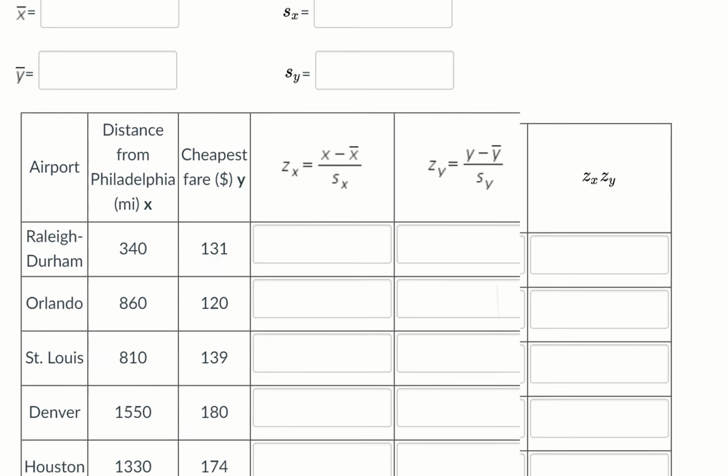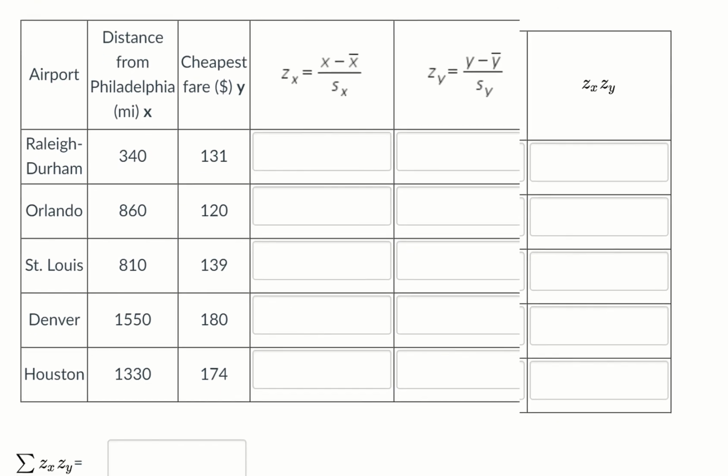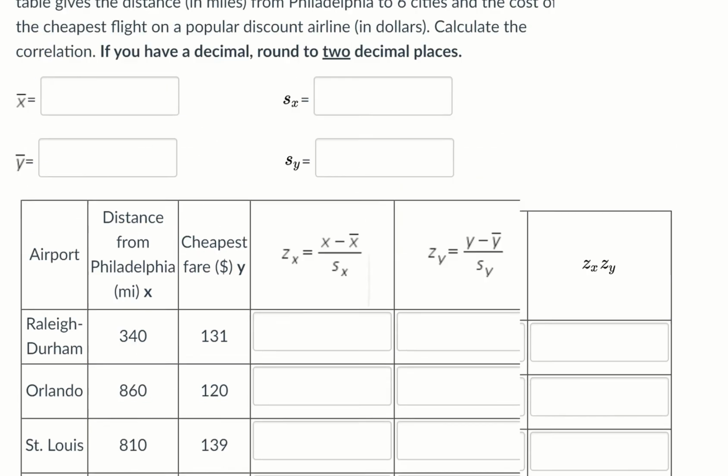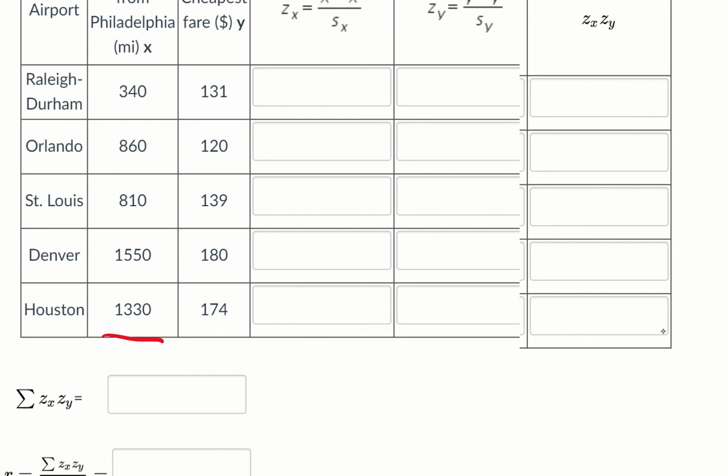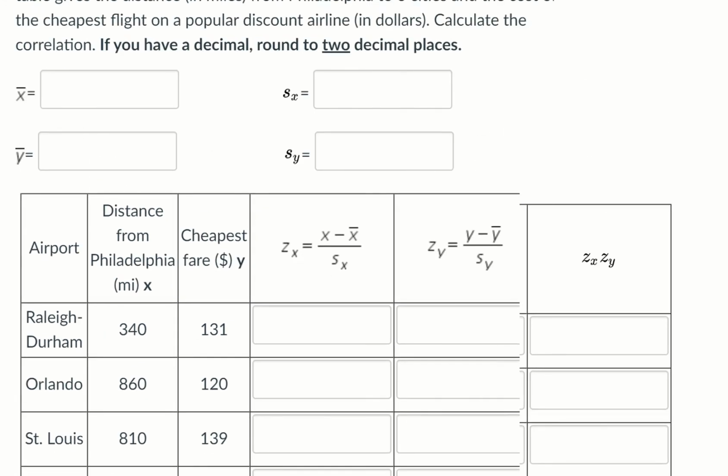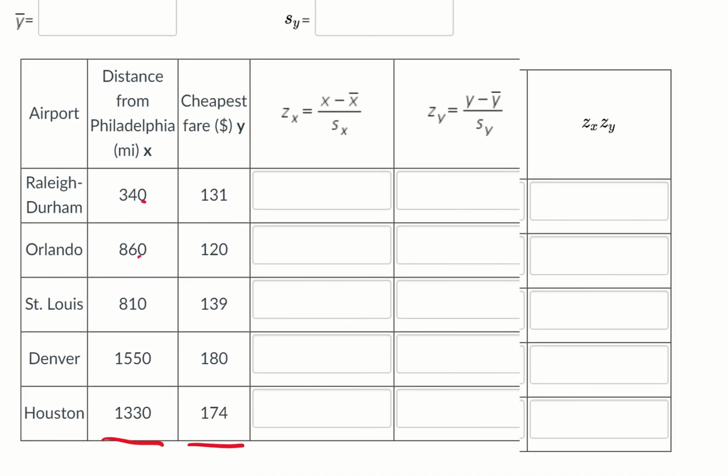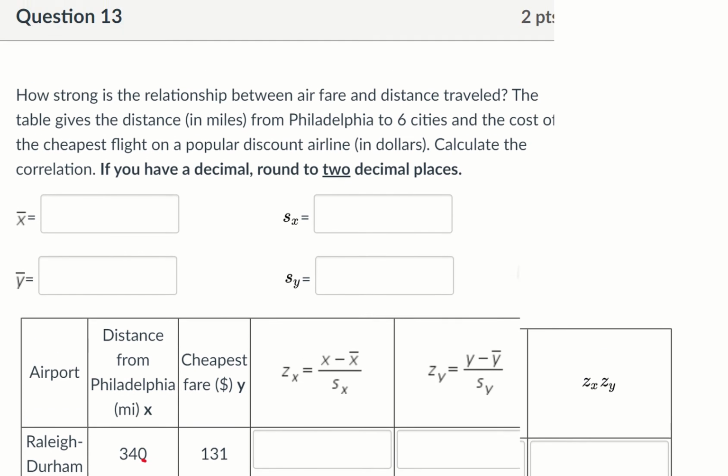So you want to calculate the average here for the distance from Philadelphia. You want to calculate the average for the cheapest fare for the airline in dollars. So you want to add these numbers together, get the totals, and divide by 5, since you have 5 numbers here, 5 airports.